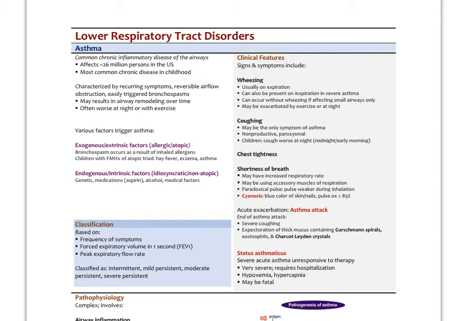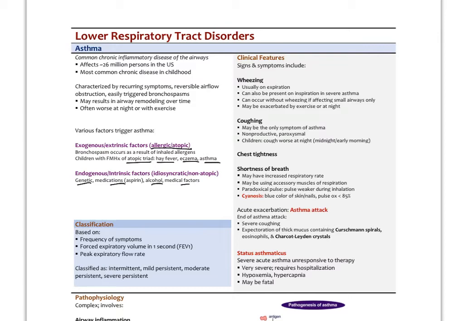There are various triggers. So we talk about what are called exogenous or extrinsic factors, and that's the classic allergic or atopic asthma. And that's really after inhalation of different allergens, pollens, and so forth. Children with this often have what's called the atopic triad, and that's hay fever, eczema, and asthma. But there can also be intrinsic or endogenous factors, and that could be genetics, different medications, alcohol, medical factors. All these can trigger asthma as well. We're finding in the newer classifications, there's a crossover between these two.